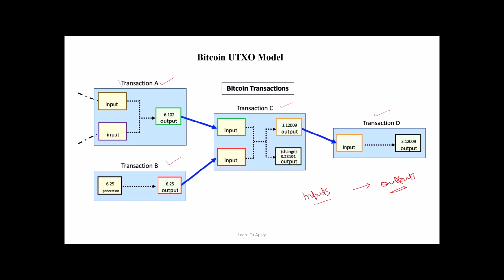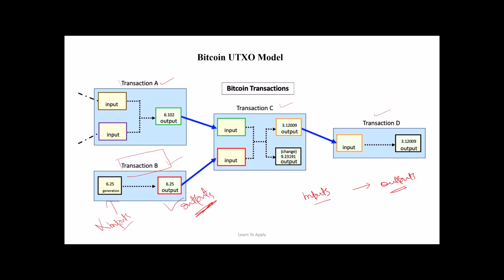There is only one special transaction, called the coinbase transaction, where there are no inputs. So which one among these four transactions is the coinbase transaction? This is transaction B, right? Because you will not find any inputs here. You will only find outputs. No inputs but only outputs.